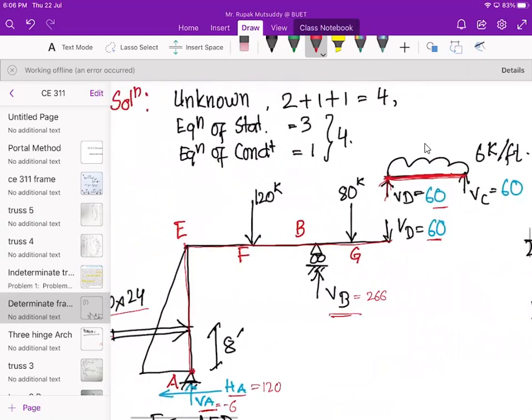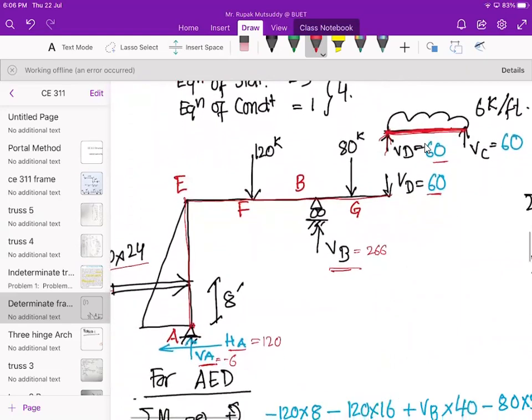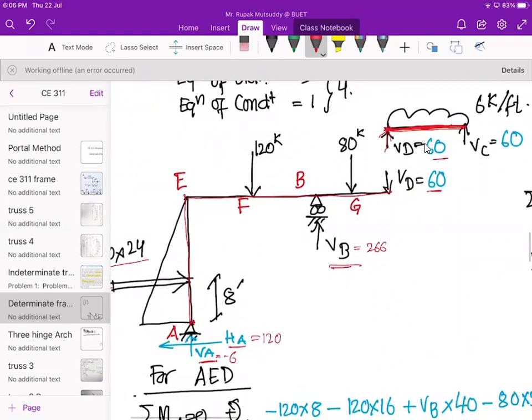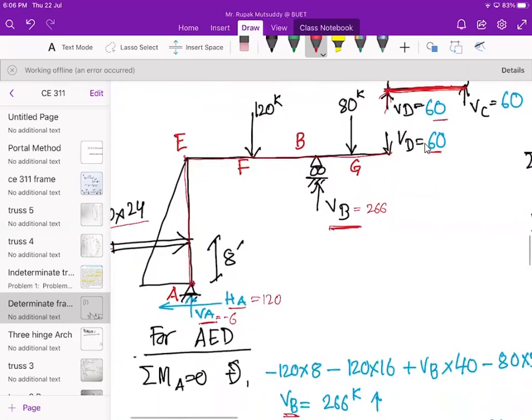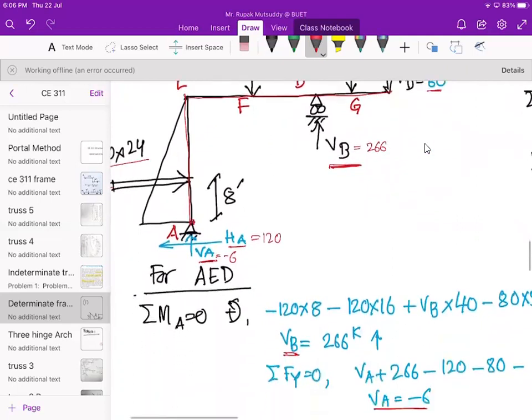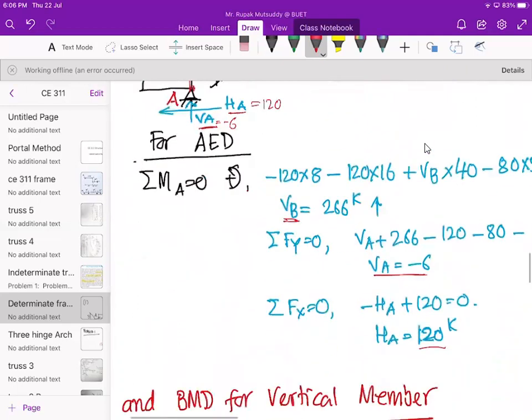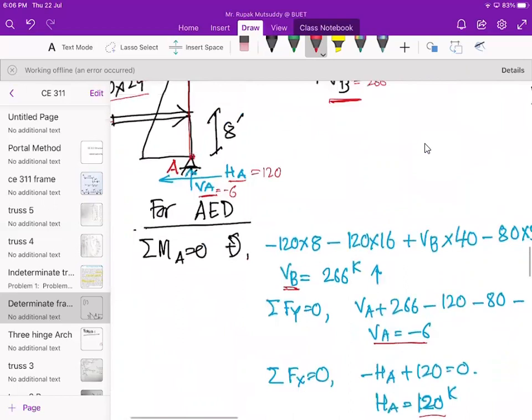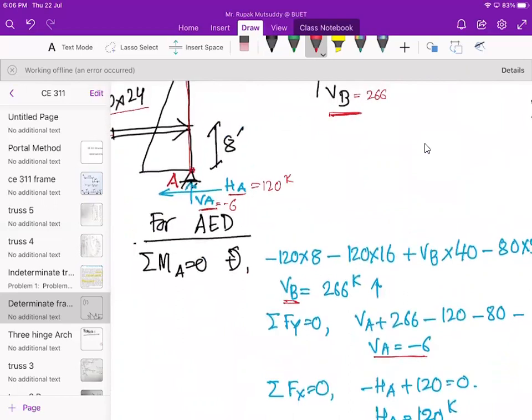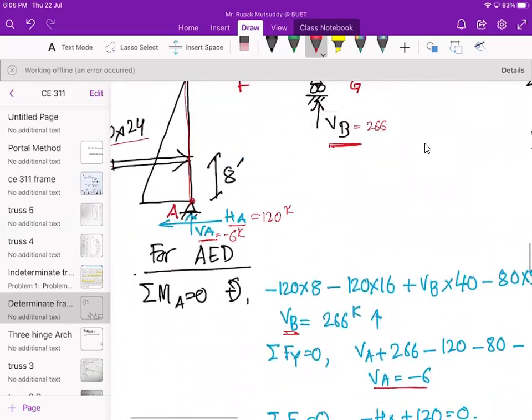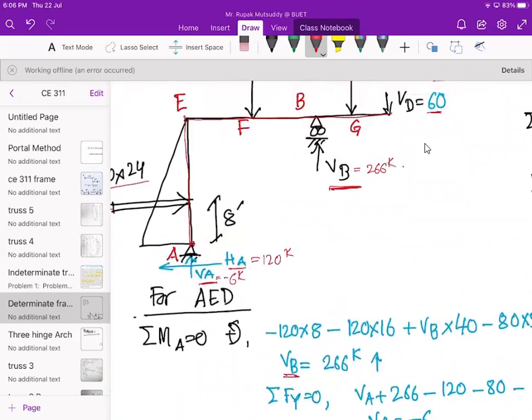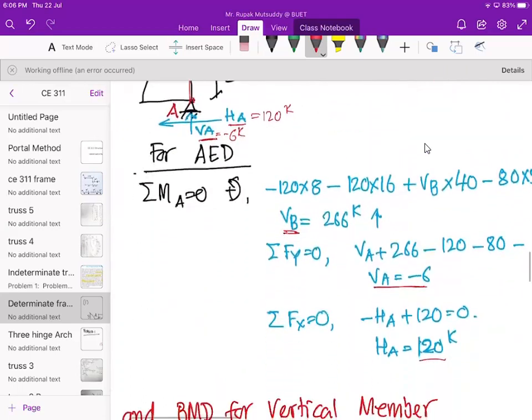Now, if we take moment at A, we can easily find out the value of the reaction at B, and from summation of Fy and summation of Fx, we get the other reactions as well. So these are all the reactions. HA is equal to 120 kip, VA equals 6 kip, and VB equals 266 kip. Now we have to draw the shear force and bending moment diagram.